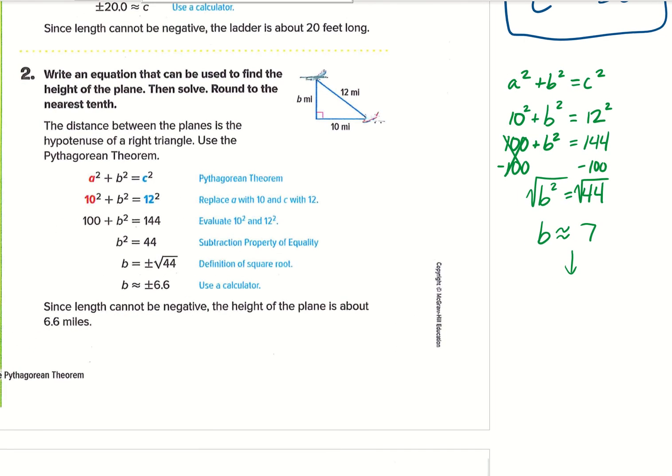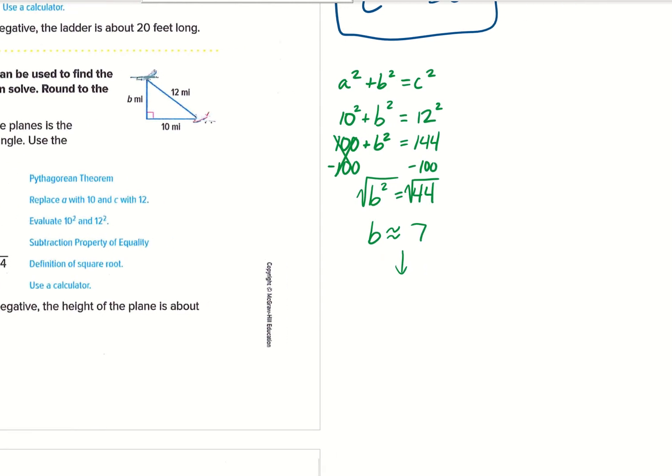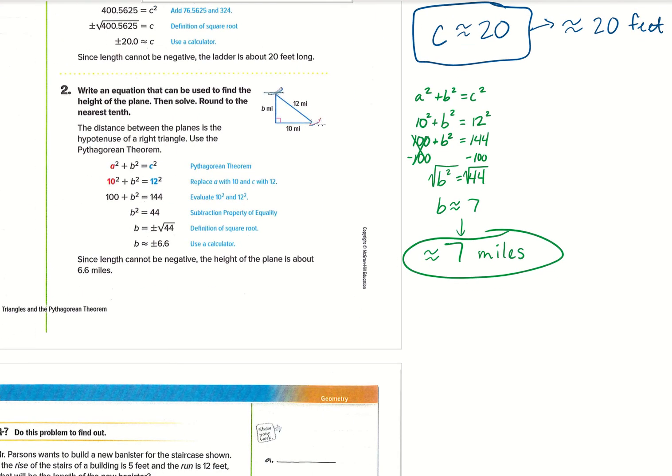It said, can be used to find the height of the plane. So the height of the plane, therefore, must be about 7 miles. Okay, so it's about 7 miles from the ground. All right, and that is how we would do that problem.